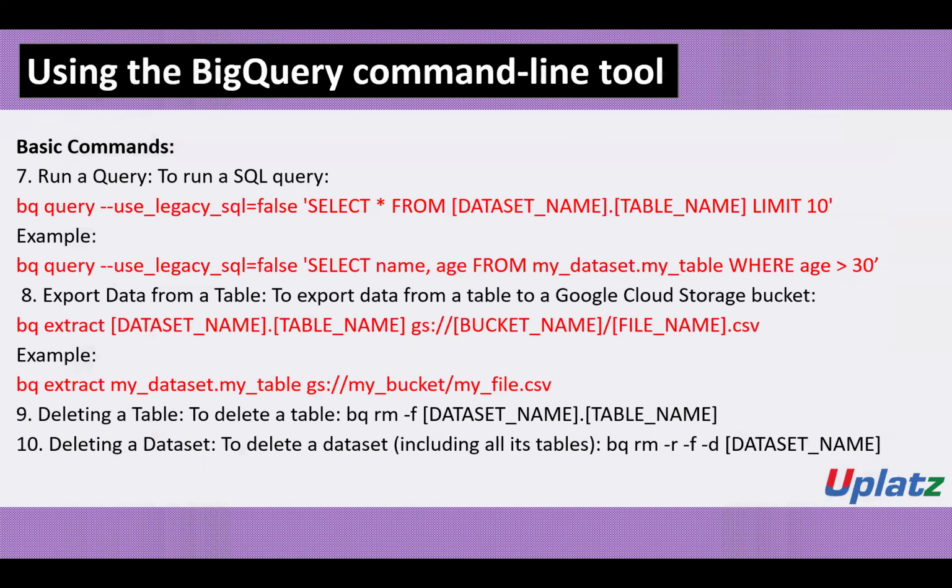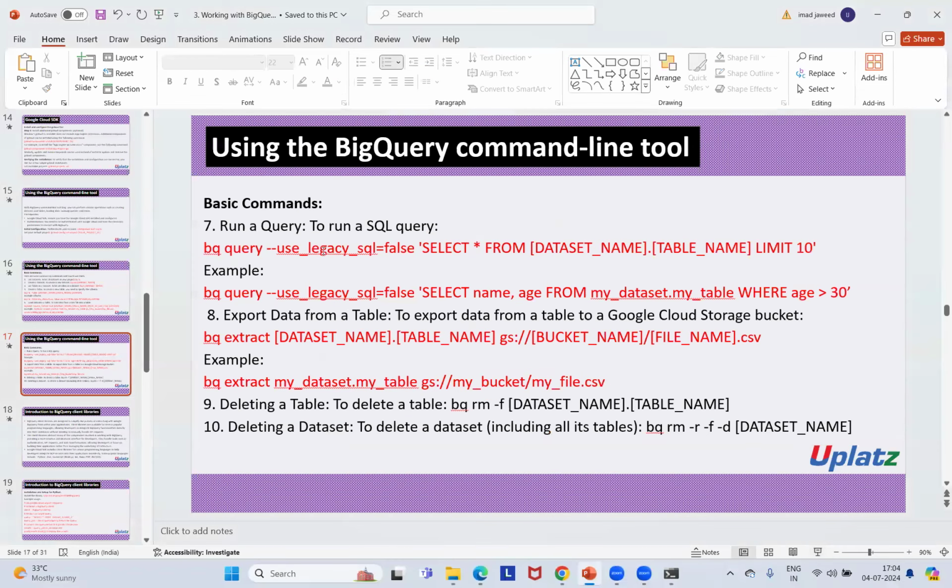Similarly, in order to run a query with the help of your Google Cloud SDK shell, or the Google Cloud command line interface, there is a command that you have to execute. Can you see that? bq query --use_legacy_sql=false, and then select from whatever it is. So let's see if I can use this to retrieve the data. Let me copy it.